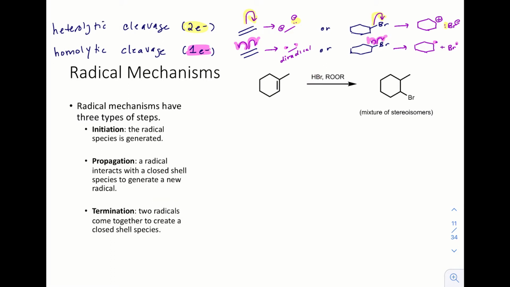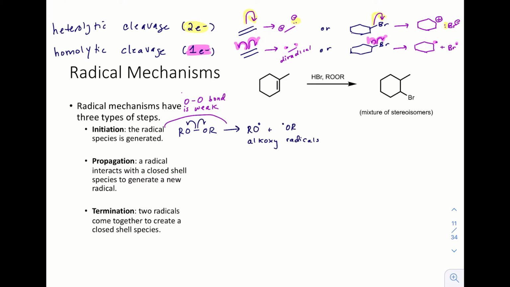Let's work through this mechanism. Radicals must first be generated. So that happens in what is called an initiation step. A species with all paired electrons undergoes homolytic bond cleavage to form species with unpaired electrons. As you know, the oxygen-oxygen bond is weak, and as such, it can undergo homolytic bond cleavage to form two radical species, where the electrons that were in this bond are now localized on these two radical species.